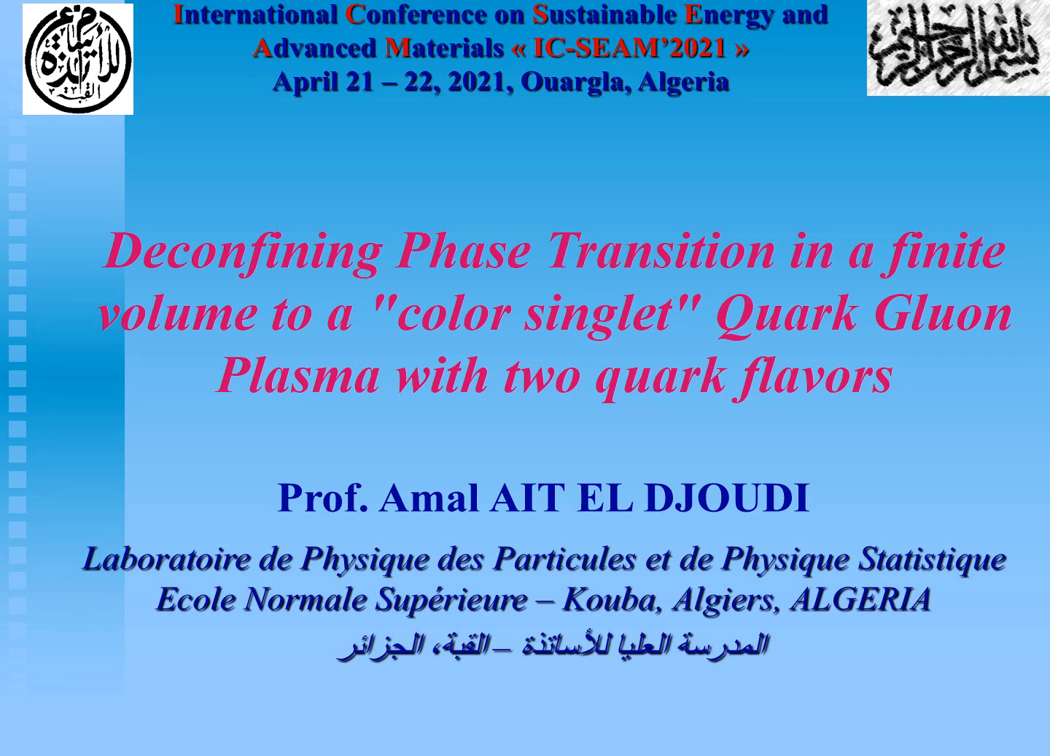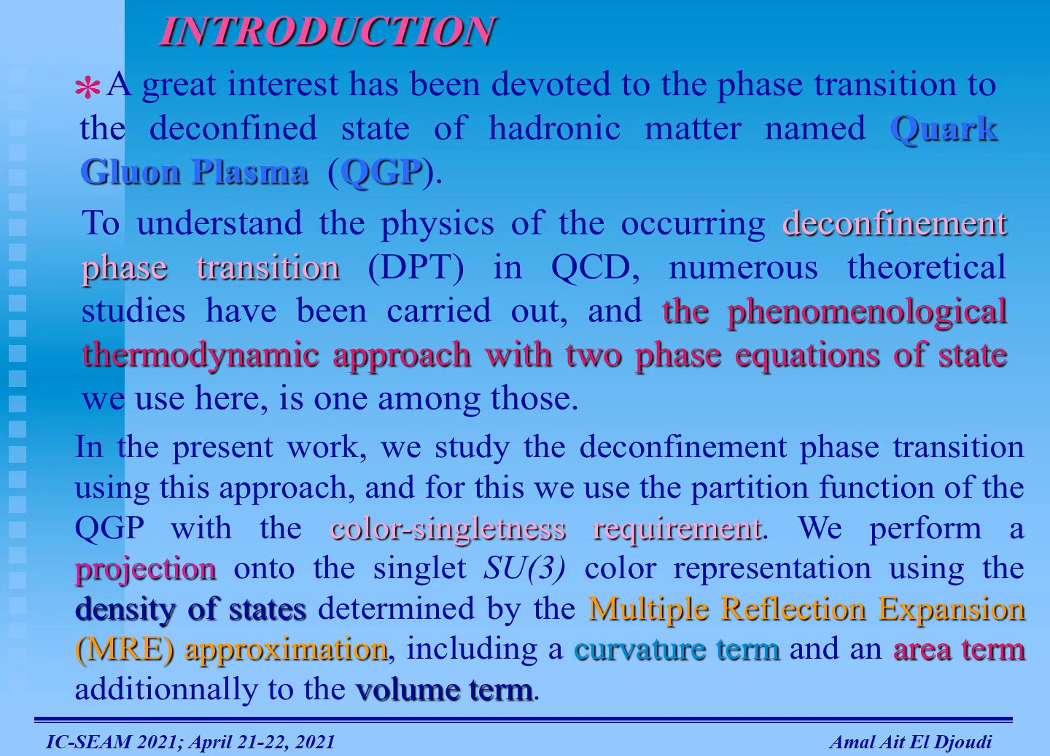In the present work, we study the deconfining phase transition from a pionic gas to a color singlet quark-gluon plasma with two quark flavors by using a phenomenological thermodynamic approach with two-phase equations of state. For this, we calculate the partition function of the QGP with the color singletness requirement.